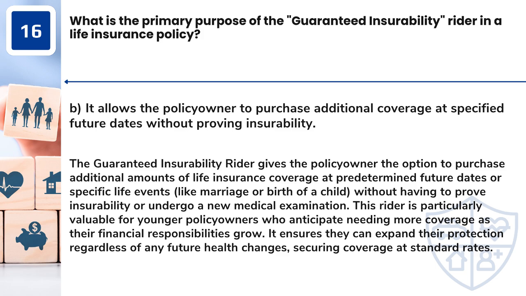Answer: B. It allows the policy owner to purchase additional coverage at specified future dates without proving insurability. The guaranteed insurability rider gives the policy owner the option to purchase additional amounts of life insurance coverage at predetermined future dates or specific life events, like marriage or birth of a child, without having to prove insurability or undergo a new medical examination. This rider is particularly valuable for younger policy owners who anticipate needing more coverage as their financial responsibilities grow. It ensures they can expand their protection regardless of any future health changes, securing coverage at standard rates.